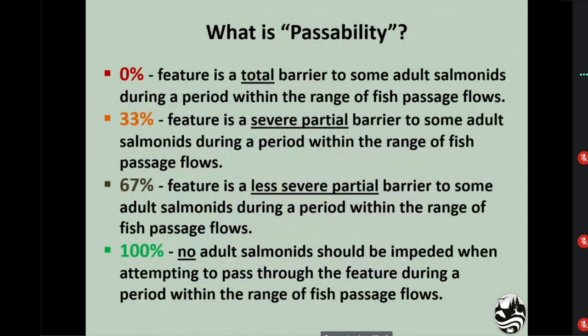We're just about to get to the interesting stuff here. What is passability? A 0% passable culvert is basically a total barrier. But again, some fry may be able to pass, or some adult fish may be able to pass at certain flows. 33%, 67%, and then 100%. These are the standard labels given to barrier culverts. You won't really hear about any culverts that are 50% passable. It's generally going to be one of these for anyone using this protocol. As you can imagine, a 67% passable barrier might not be prioritized as highly as a 33% passable barrier or a 0% passable barrier. A 0% passable barrier obviously is going to block a lot of adult fish and really bring back productivity.